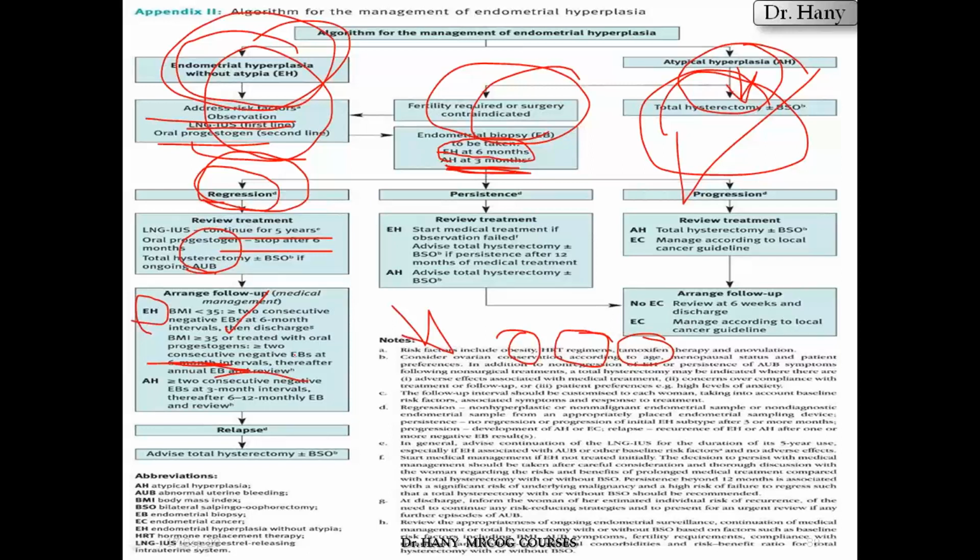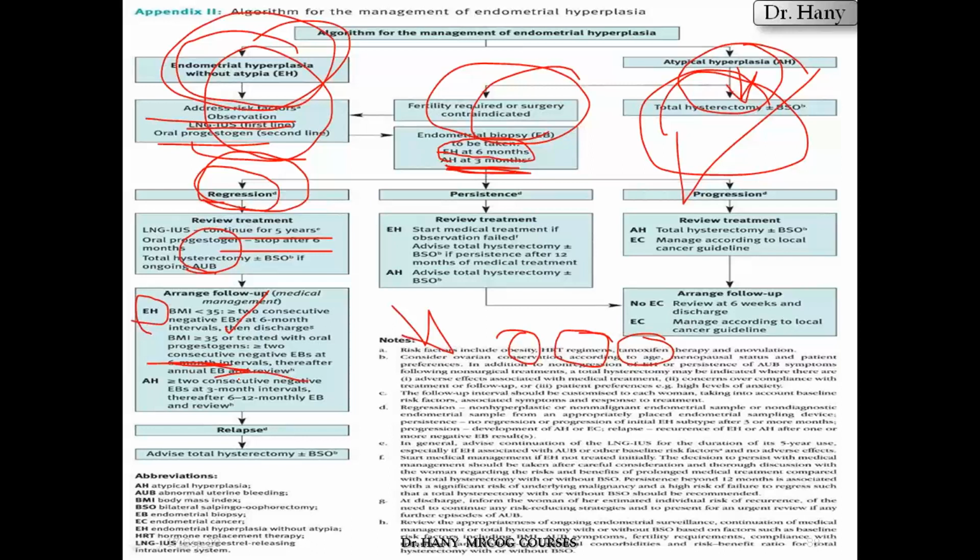Atypical endometrial hyperplasia, you will follow up every 3 months. If she has 2 consecutive negative endometrial biopsies 3 months apart, then annual follow-up thereafter until what? Until removing the uterus, because the definitive treatment is total abdominal hysterectomy and bilateral salpingo-oophorectomy.